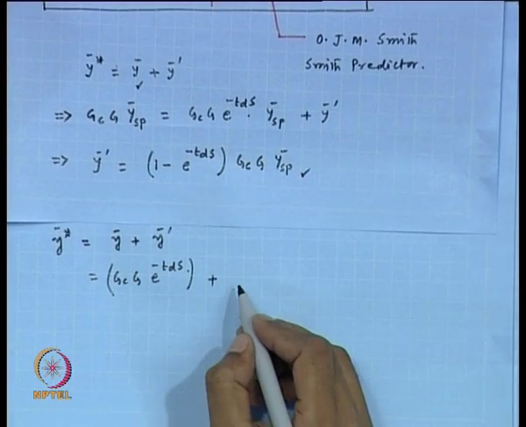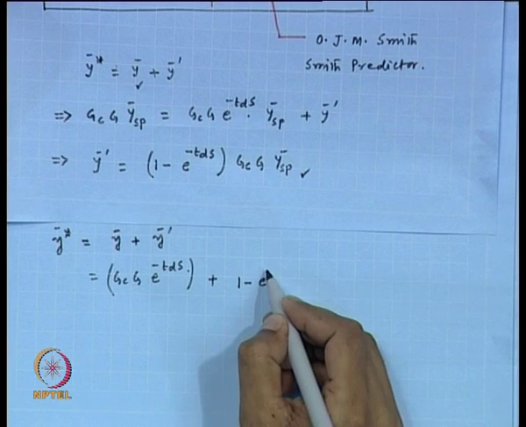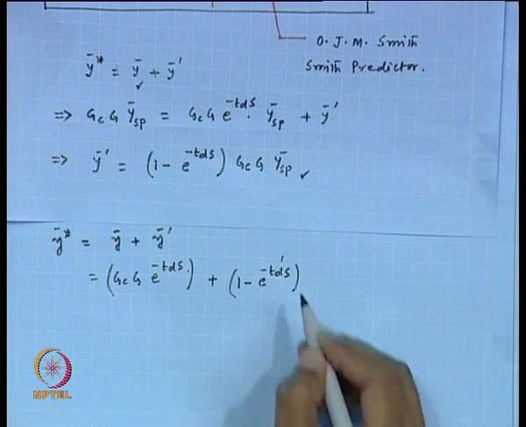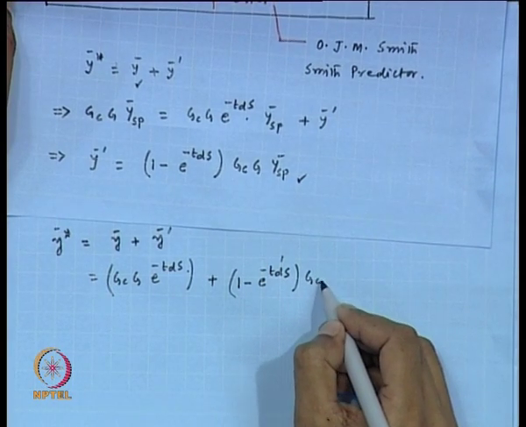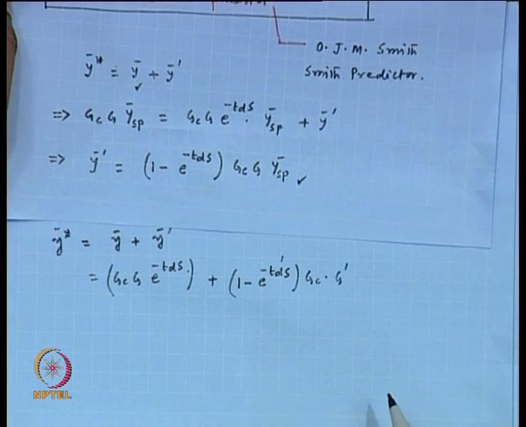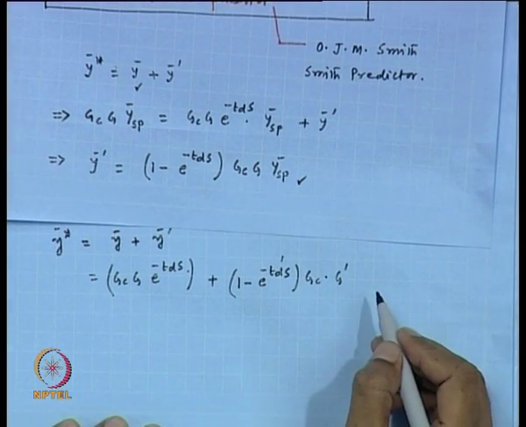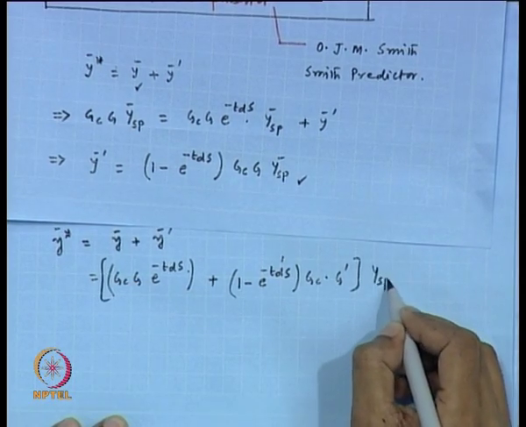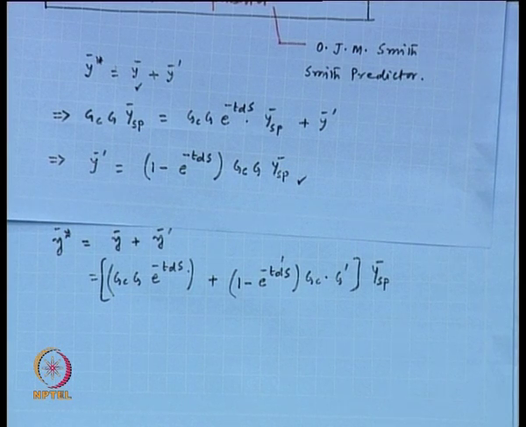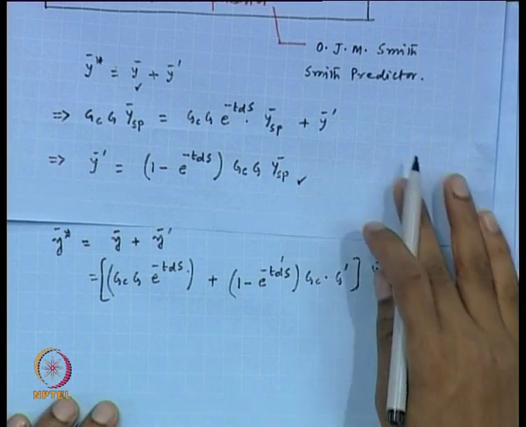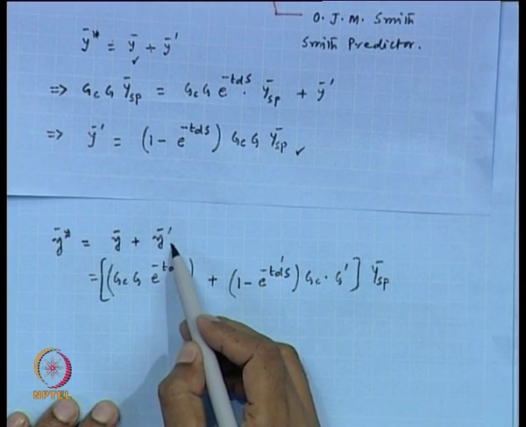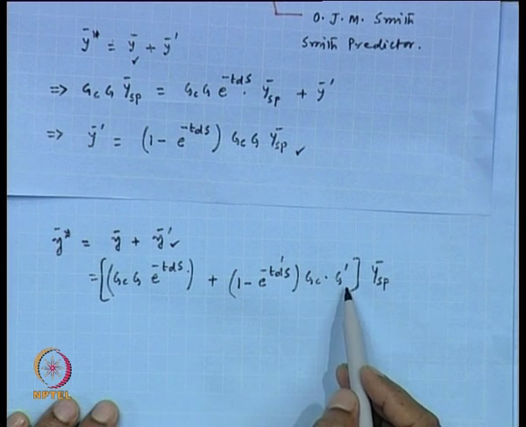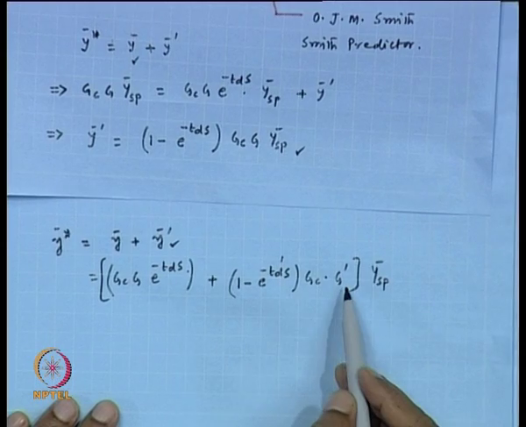Y prime will be 1 minus exponential of minus TD prime S multiplied by GC Z prime, and this will be multiplied by Y set point bar. Agree? Just in the expression of Y prime, we considered TD prime and G prime in place of TD and G.